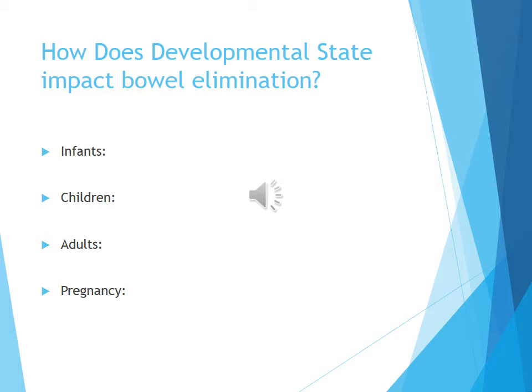How does the developmental state impact bowel elimination? The biggest thing to remember is severe diarrhea can cause fluid and electrolyte imbalance. And that's the biggest thing that you should know.